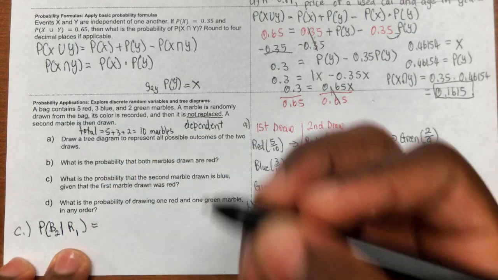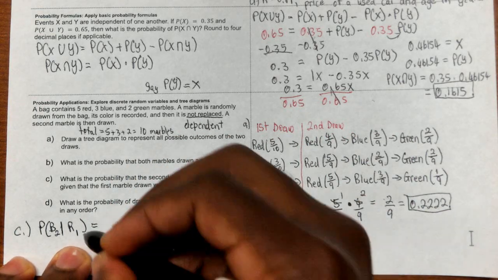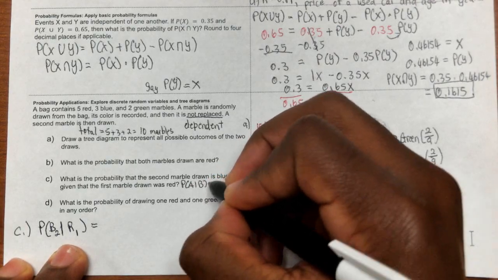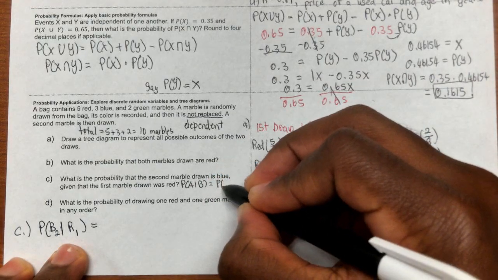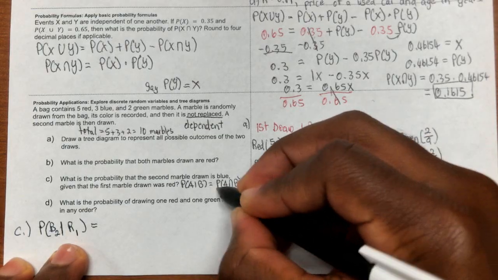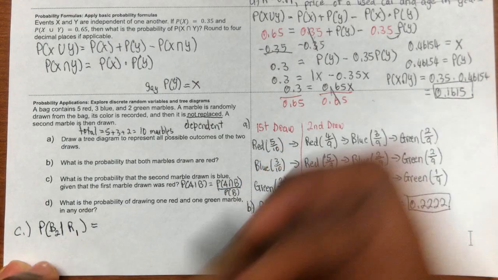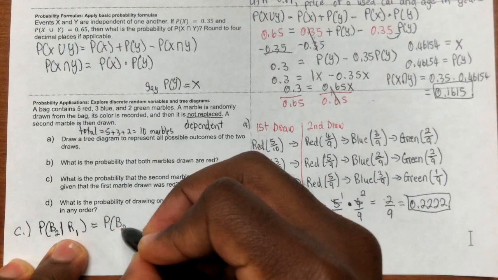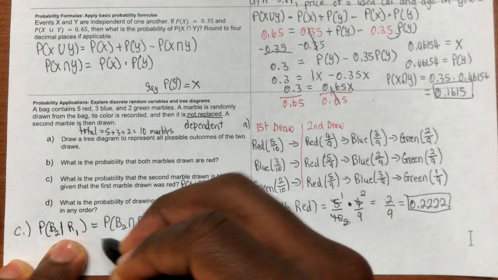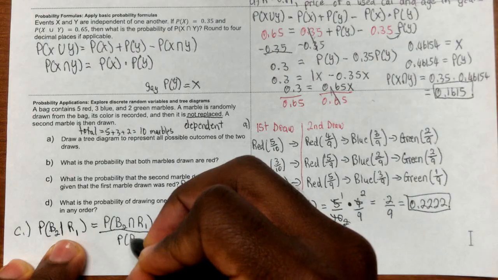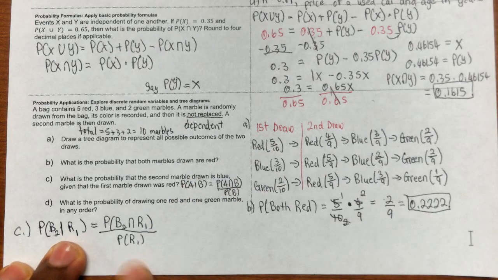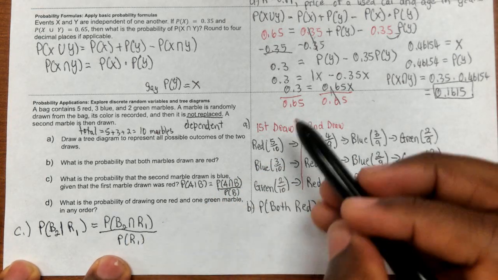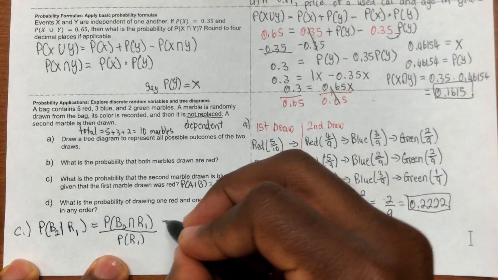You should remember the general format for given. The probability of A given B is equal to the probability of A and B divided by the probability of B. So in this case, this is A, this is B, so it's the probability of drawing a blue marble and a red marble divided by the probability of drawing a red marble first. I already have this information. The probability of drawing a red marble first is 5 out of 10.